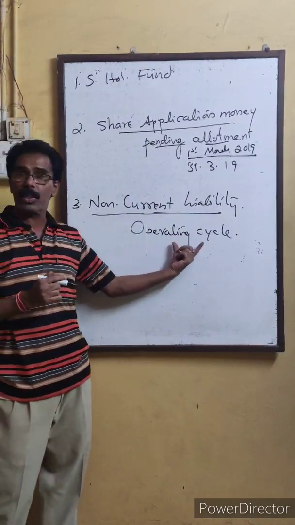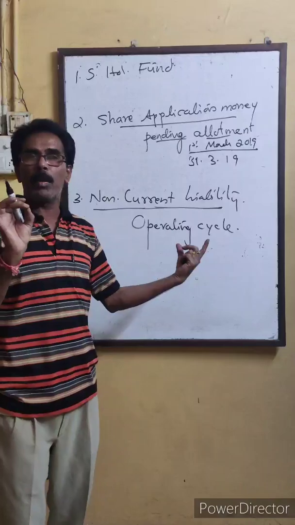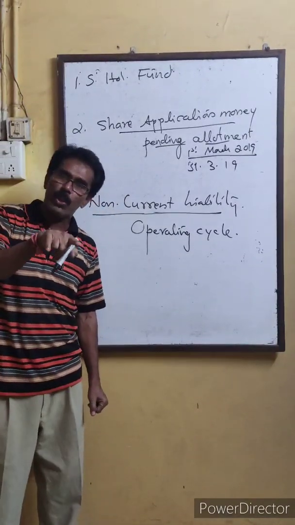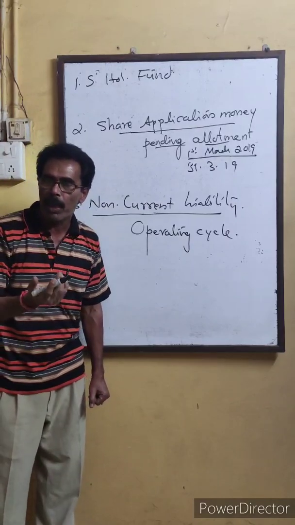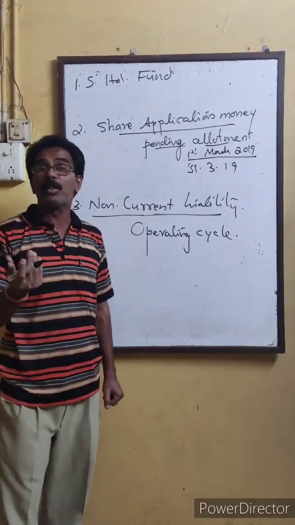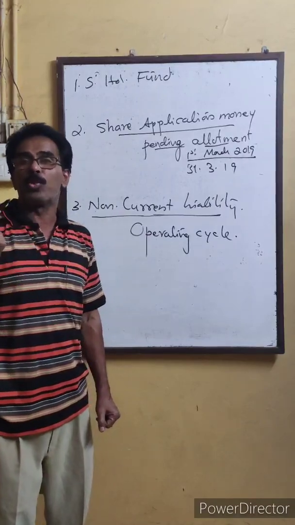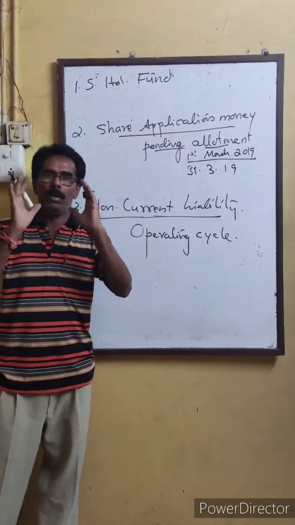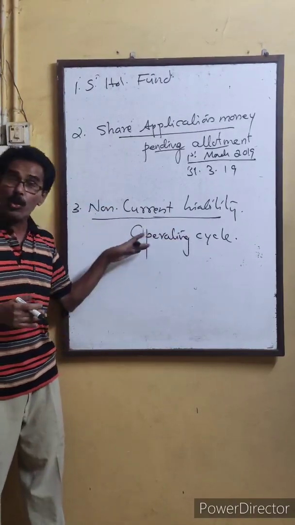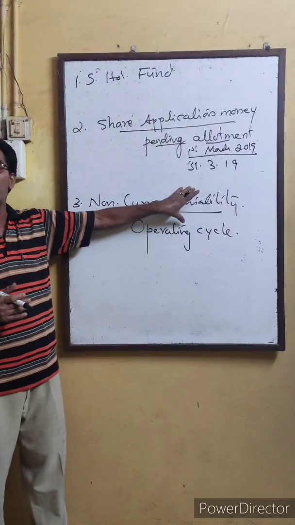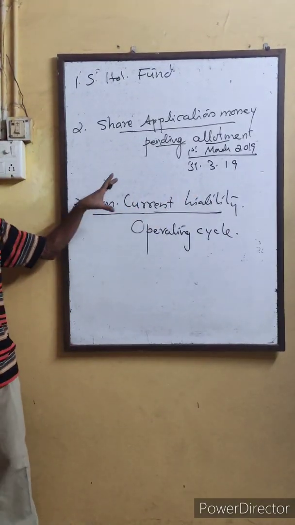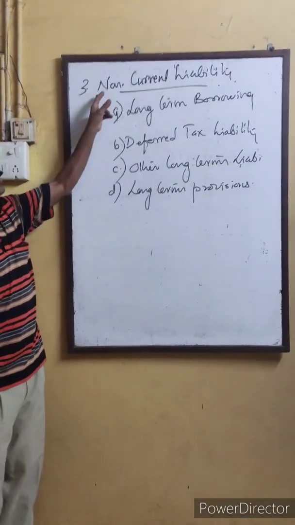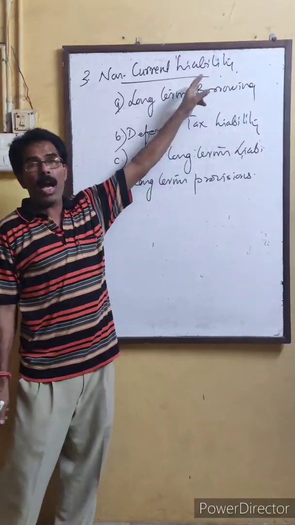Do you remember about operating cycle? Operating cycle is the time taken by the company or manufacturer to convert its raw materials into finished product. It may take 5 months, 12 months, 15 months, 18 months, 2 years, whatever it may be, the time taken to convert raw materials into finished product is the operating cycle. So during this operating cycle, if that liability is not changing, then it is called a non-current liability. As the third item, non-current liability is another main heading.